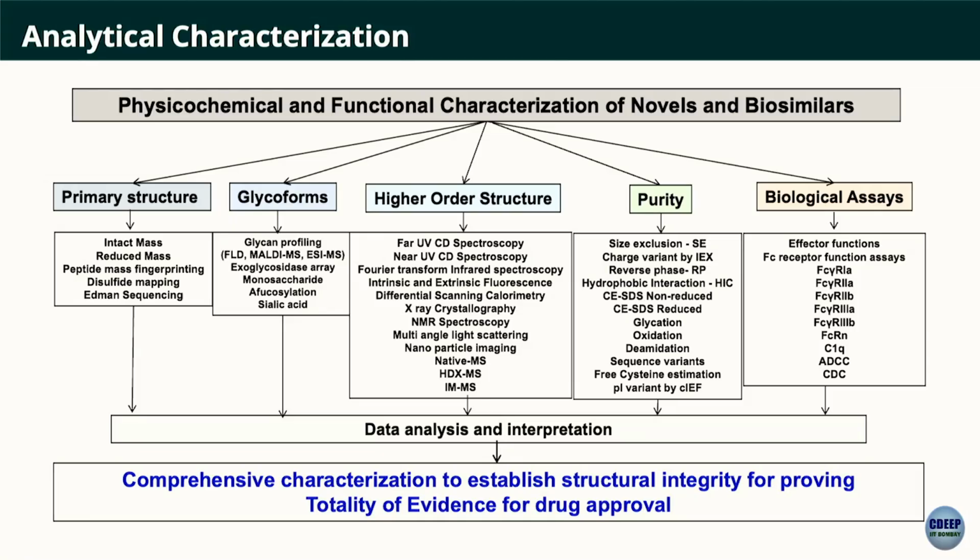What are the things required for novel biologics? Means first time, and biosimilars, whatever, copy, right? So first you have to make sure that primary structure remains the same. How can one do it? Finding out intact mass without any degradation, whether the mass remains the same or not, intact mass. What is reduced mass?